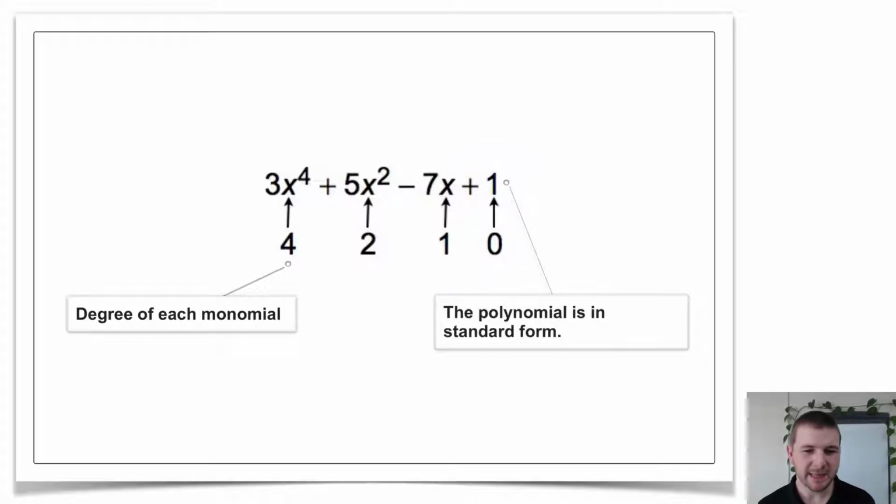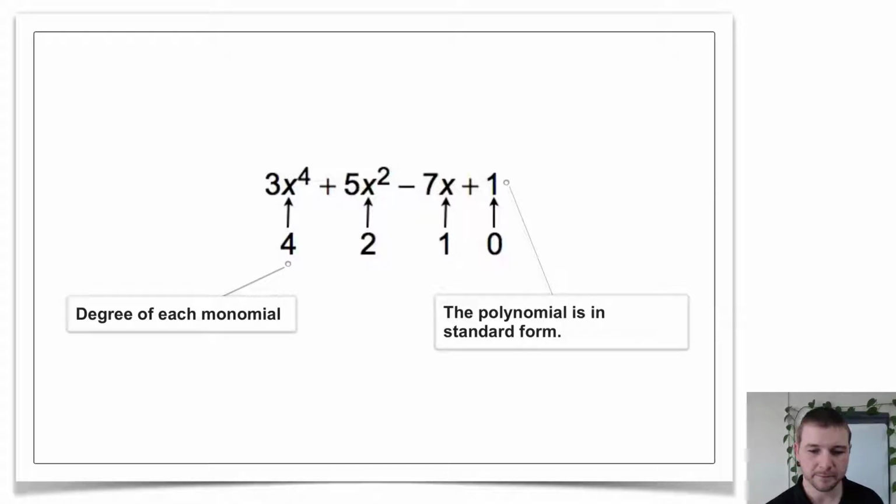This polynomial is in standard form. Note the decreasing value of the exponents of x. We have 3x to the fourth on the far left, 5x squared, negative 7x to the first power, and then x to the 0 power.